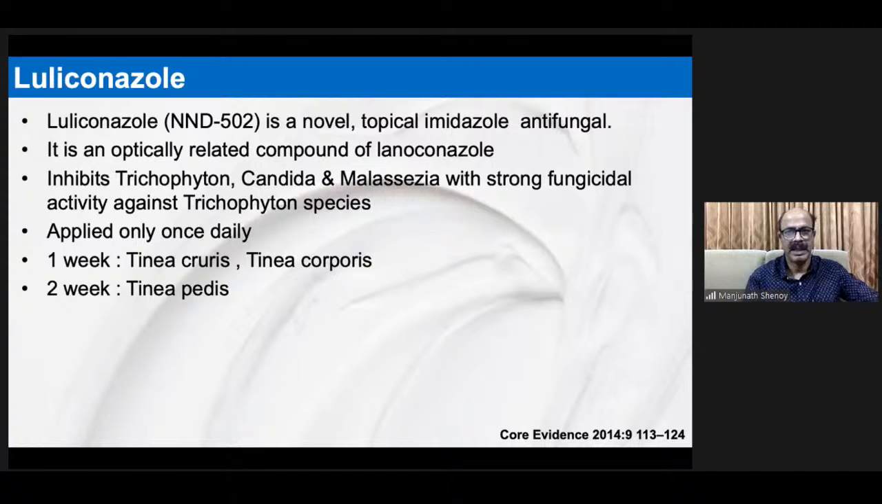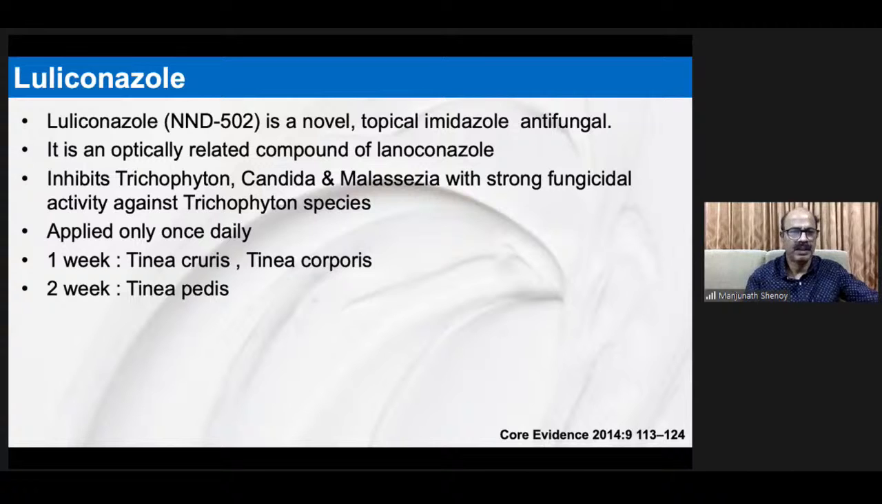It has very high fungicidal activity. It has a fungicidal action, although it's an azole. Normally, you expect an azole to be fungistatic, but because of certain good properties it has, it can be considered even as fungicidal, especially against Trichophyton species. The advantage is it has a reservoir effect, because of which one can apply it once a day.